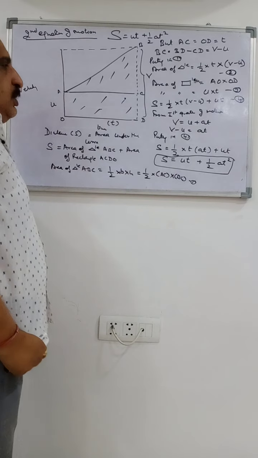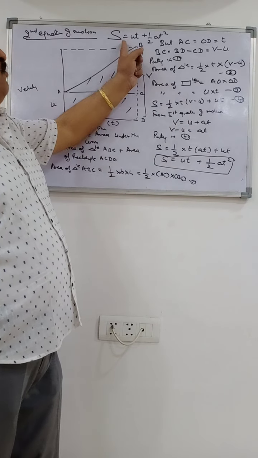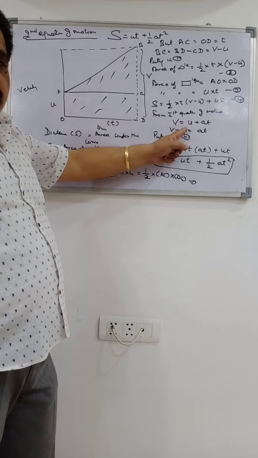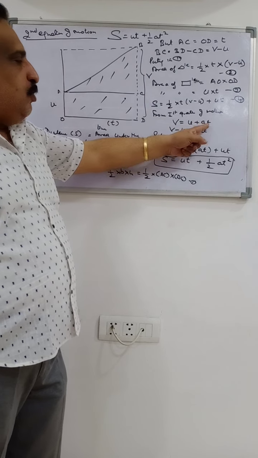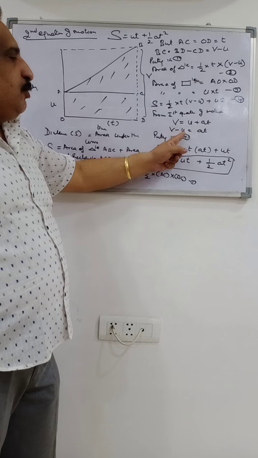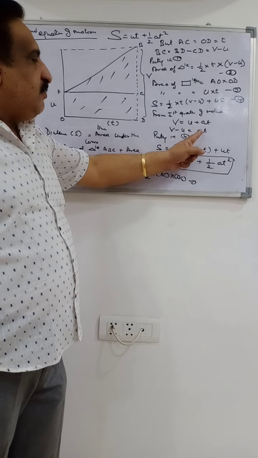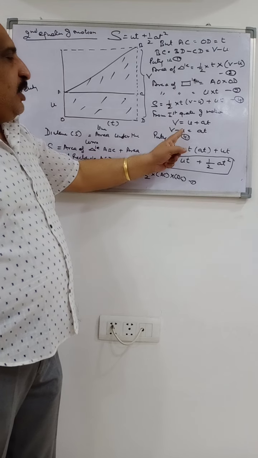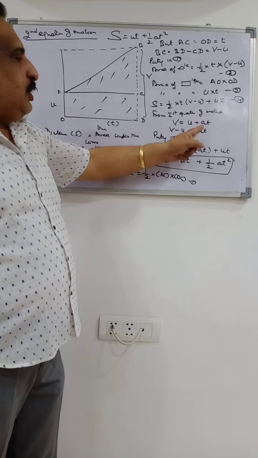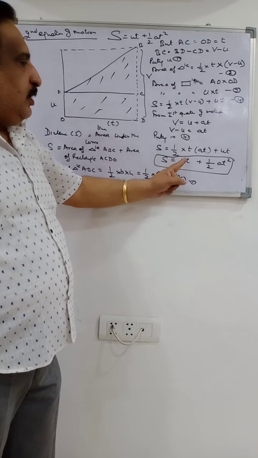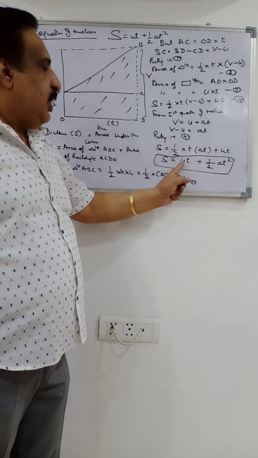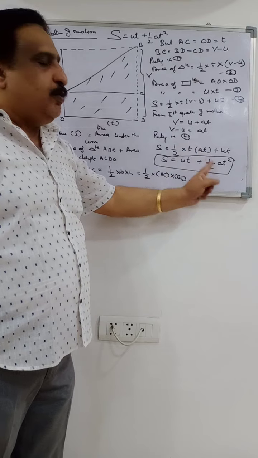Then, because in this equation there is no V, you have to remove V. To remove V, you take the first equation of motion: V is equal to U plus AT, or V minus U is equal to AT. You put the value of V minus U in this equation. So in place of this, you write AT. Now you have AT here. Now rearranging this, S is equal to UT plus half AT square.